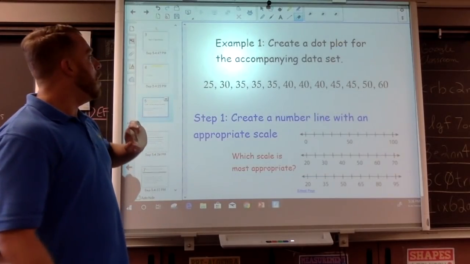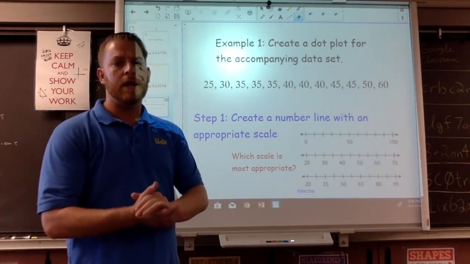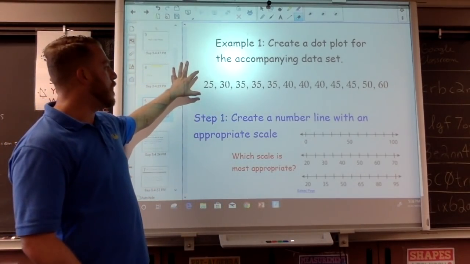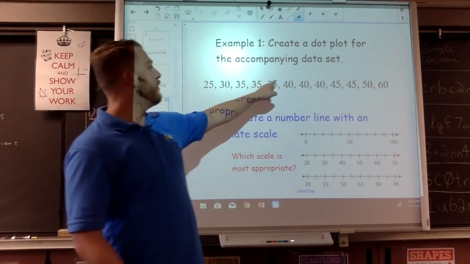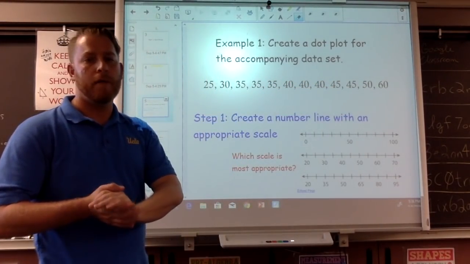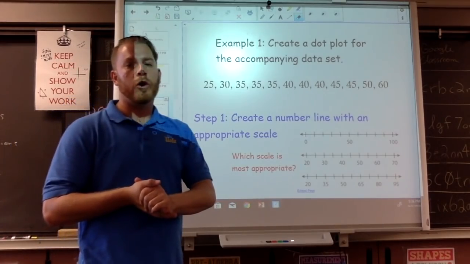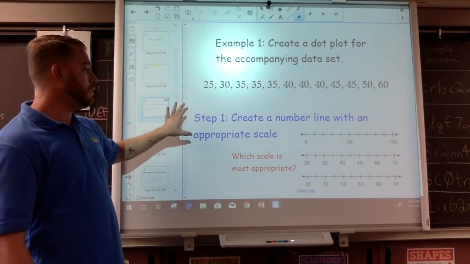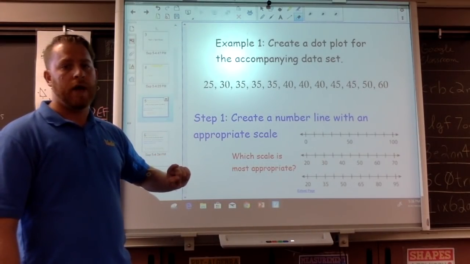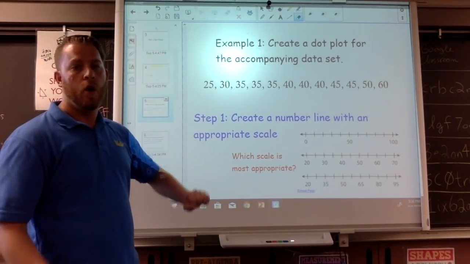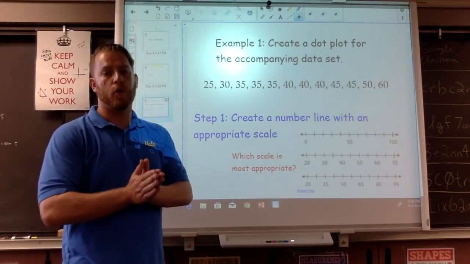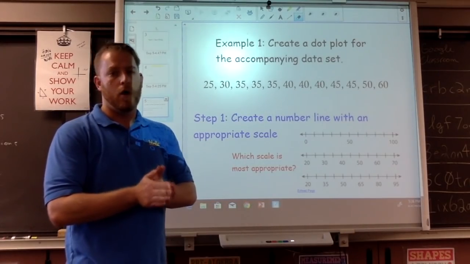Okay, so example number 1. Create a dot plot for the accompanying data set. You see here a data set with our numbers. We have 1, 2, 3, 4, 5, 6, 7, 8, 9, 10, 11, 12 total numbers in our sample. And we are going to, first, step 1, create a number line with an appropriate scale. So here we're going to choose the appropriate scale. When you guys do these on your own, you're going to have to draw it and figure out which appropriate scale would be best.